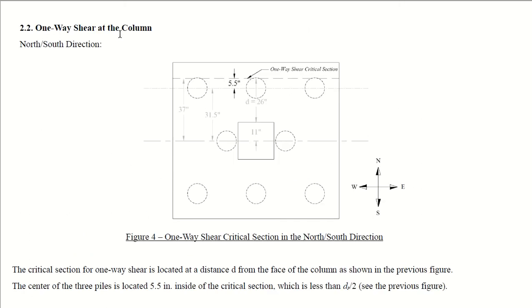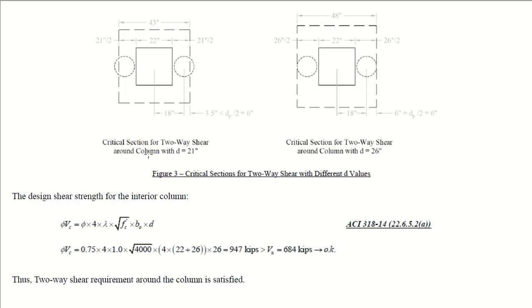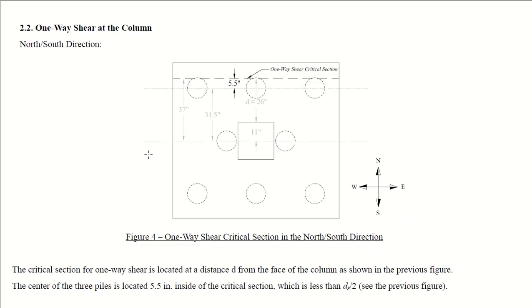Now one-way shear at the column. We talked about the two-way shear, right? Now we will be discussing one-way shear in the north-south direction. See, this is the north-south direction. The critical section for one-way shear is located at a distance d from the face of the column. It is at the distance d from this face. We are talking about the north-south direction, so you have to go either to the north direction or to the south side. So we are talking about the north side.